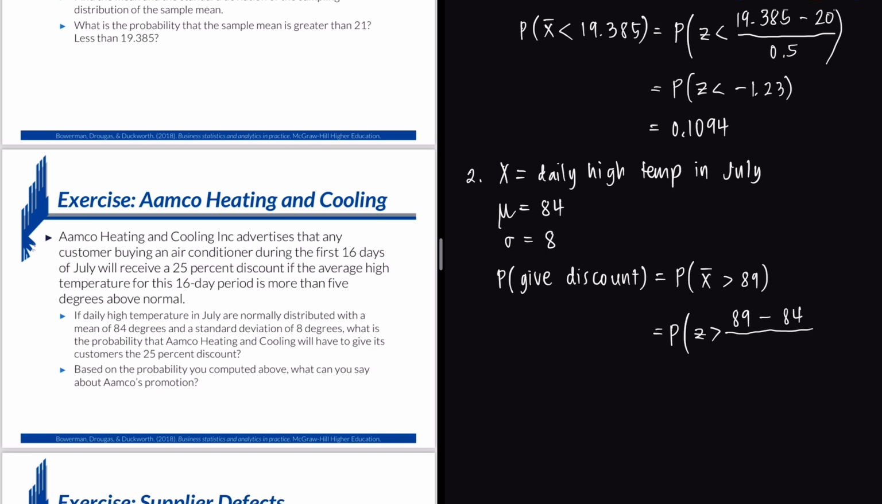So that should be sigma, or 8, over the square root of n, which is 16, multiplied by the finite population correction factor. So that's the square root of capital N minus small letter n over capital N minus 1. So solving for this particular z-score, we will get 3.54.